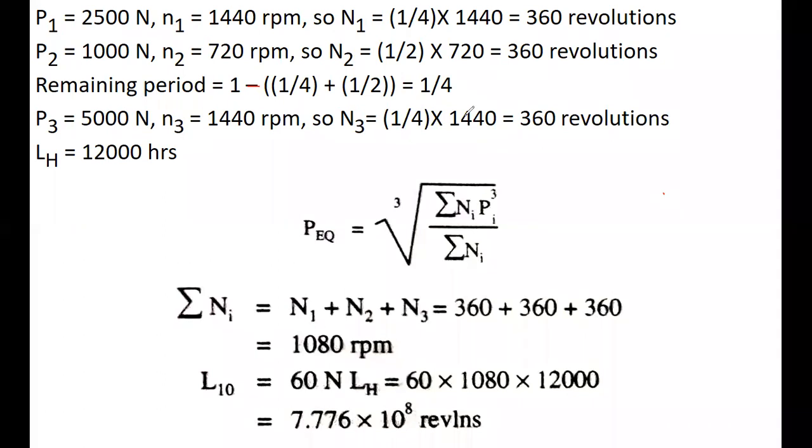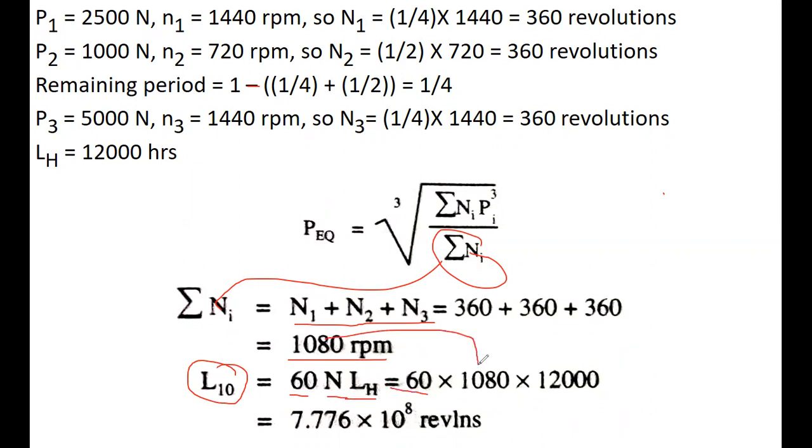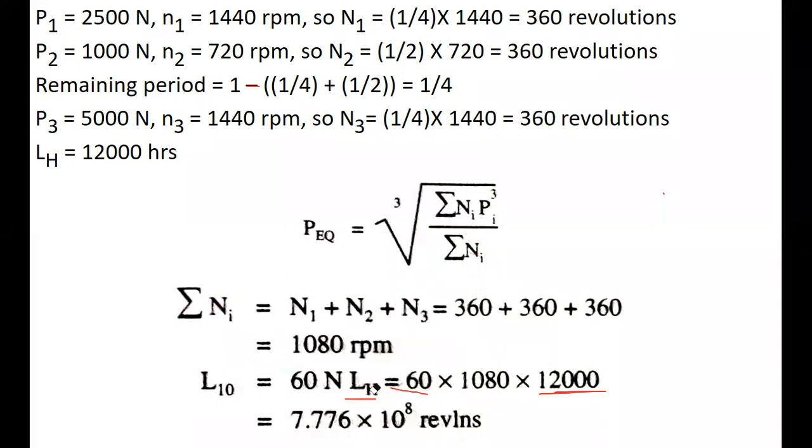Where this will be N1 plus N2 plus N3, which will be 1080 RPM. Also, life in million revolutions is 60 N into life in hours. So 60 into 1080 into 12,000. So L10 will be 7.76 into 10 raised to 8 revolutions.